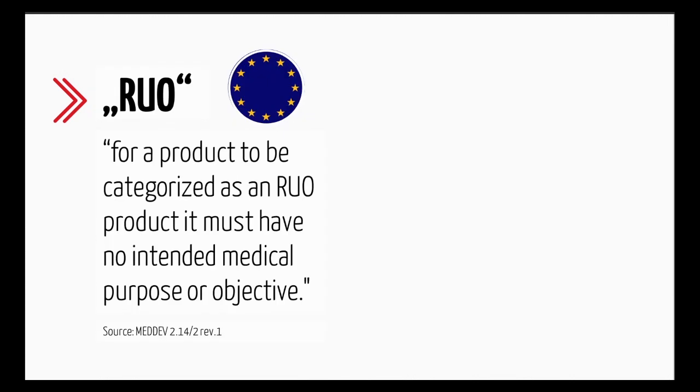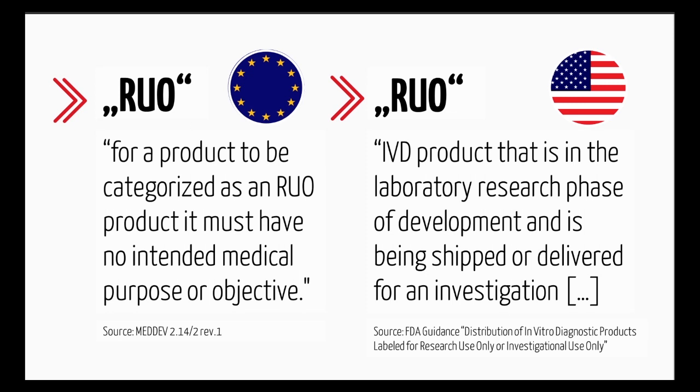So there is a difference in the definition in the EU versus the US. Let's start with the EU. That is defined in the MDCG guidance 2.14/2. Research is only for a product to be categorized as an RUO product. It must have no intended medical purpose or objective. And it's stated somehow the other way around in the US. RUO means IVD product that is in the laboratory research phase of development and is being shipped or delivered for an investigation.